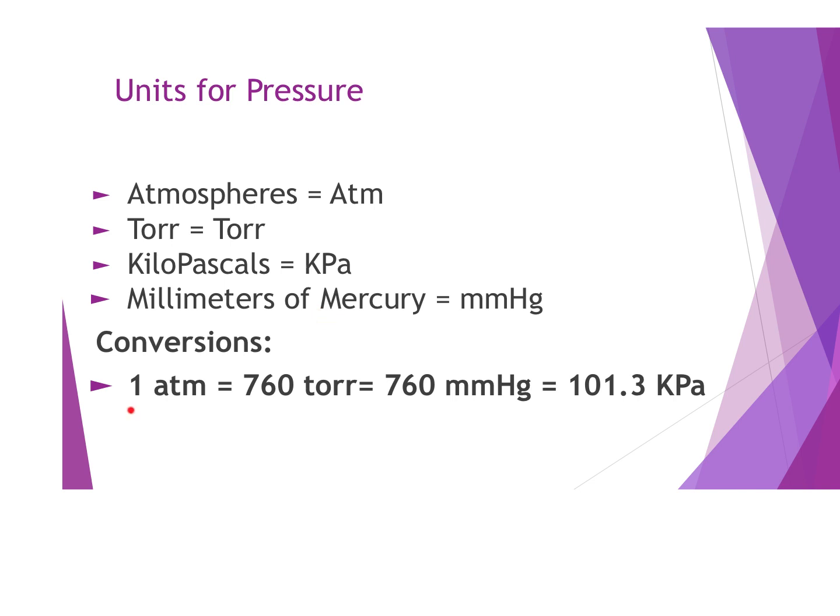I do want you to write down the conversions, because sometimes you might have to convert from one pressure unit to the next. So 1 atmosphere is equivalent to 760 torrs, which is also equivalent to 760 millimeters of mercury, which is also equivalent to 101.3 kilopascals.